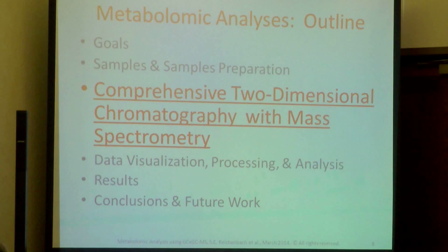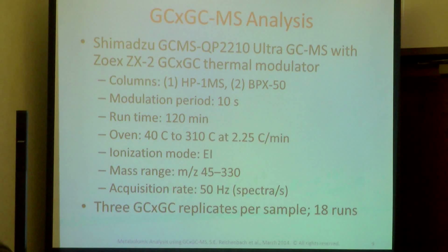So the technique that I'm going to talk about today is comprehensive two-dimensional chromatography with mass spectrometry. And some of you I know are familiar with this, but some may not, and so I am going to talk briefly about this technology. So the technology uses a modulator to trap the eluent with analytes at the end of the first column. And in this case, we're using a thermal modulator with gas chromatography, so it essentially imposes a cold spot to trap the output of the first column.